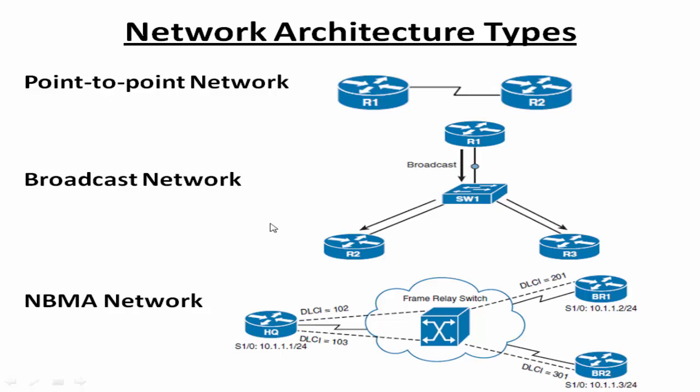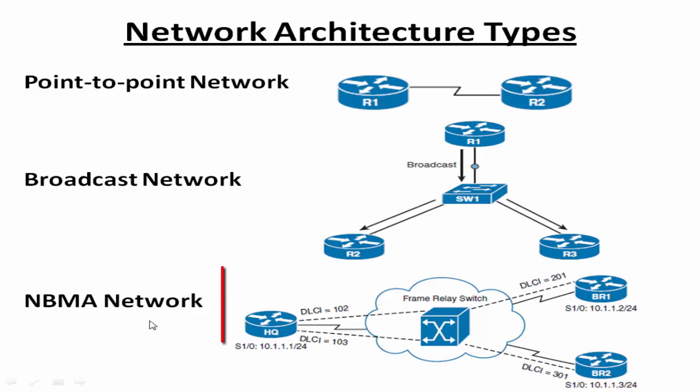The third type is non-broadcast multi-access network. As examples of non-broadcast multi-access network, frame relay and ATM. Non-broadcast means this network has no broadcast and multicast capability.